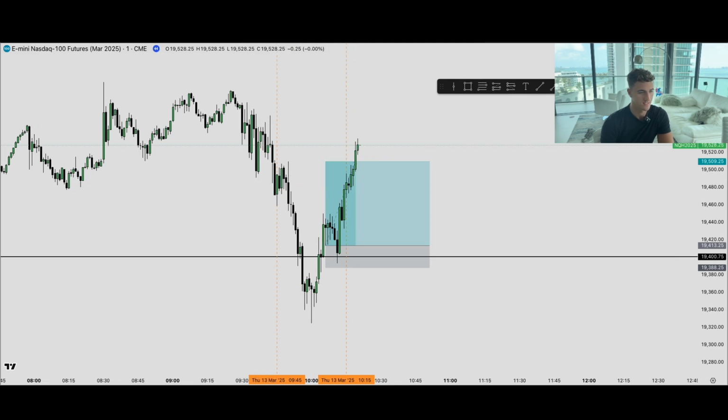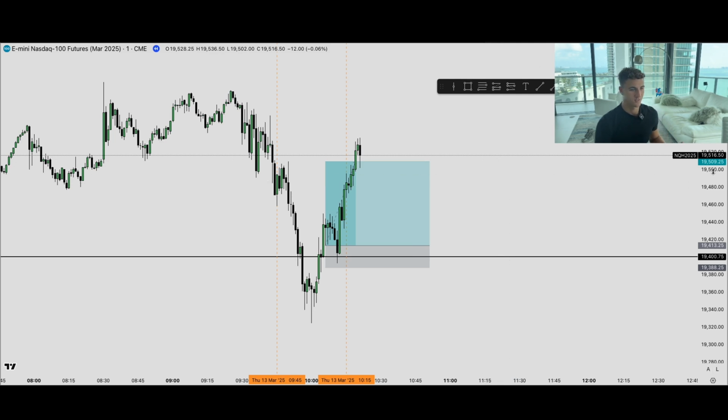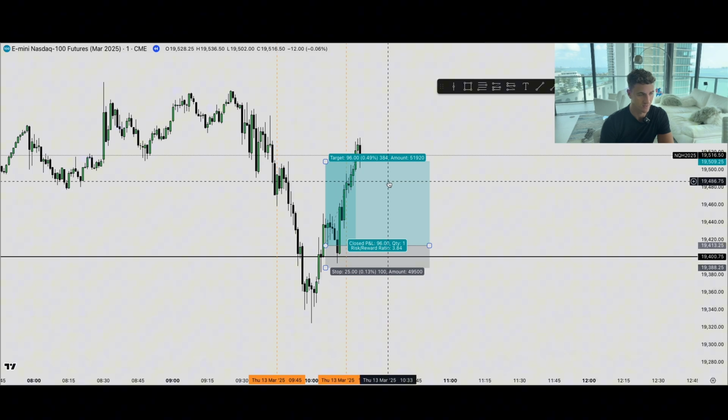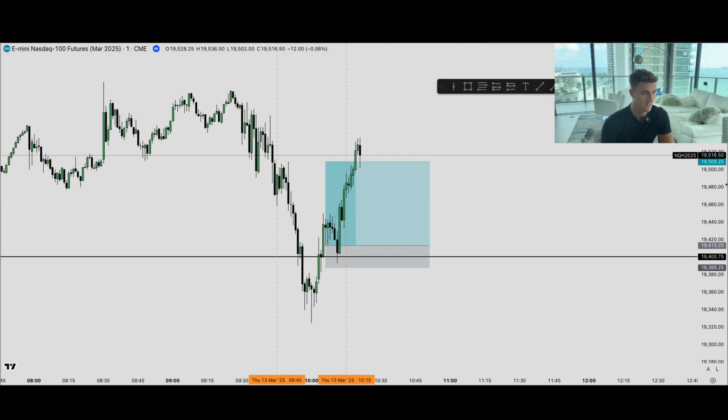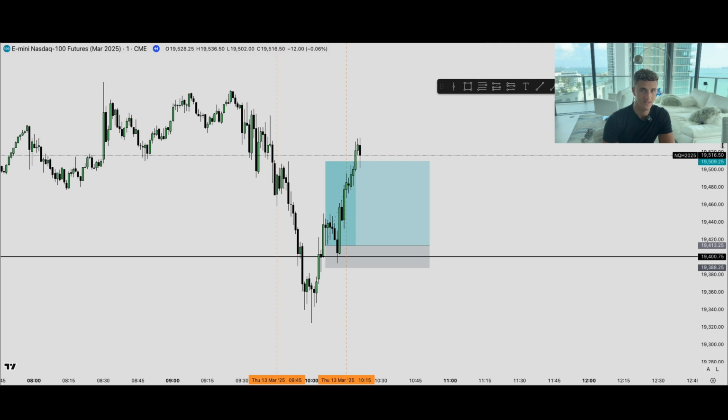All right, and there you go, TP smashed. So as you can see, this was for over 96 handles. However, we only secured 70 handles. And this is because ES at the time actually took this high before NQ did. So I like to watch ES. Whenever it takes a high or low that I'm targeting on NQ, an SMT will form. So once ES took this, I decided to close, secure myself 70 handles, right?